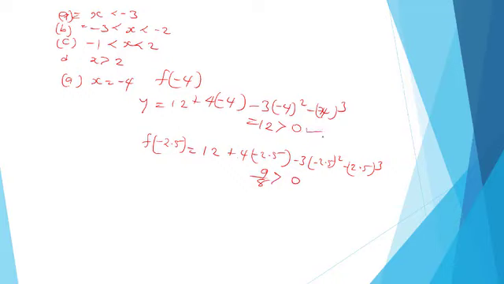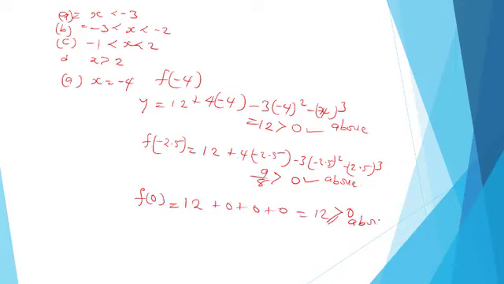Now all these values that are greater than 0 will be above the x-axis. Now let's consider the third one, minus 1 and 2. We can take x equals 0 as one of the points, so it's within the interval. So if you input 0 into here, we have 12 plus 0 plus 0 plus 0, so it's equal to 12. So it's also greater than 0, so this will be found above.